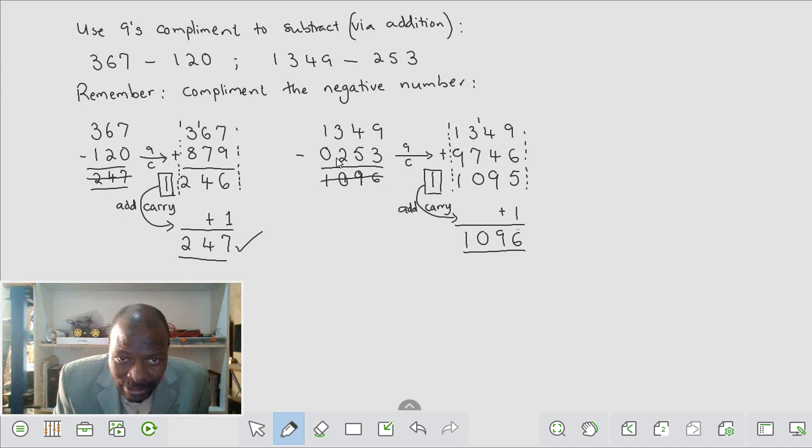Now, what have you seen? Without balancing the digits, you obviously get the wrong answer. So the first thing that you do, the moment you're given a sum, is balance up the digits first. I will then do the same maths, but I'll reverse the numbers. In the first example, I'll make the 120 the positive one, and I'll make the 367 the negative one. We said we complement the negative one, and therefore the other one stays as is.